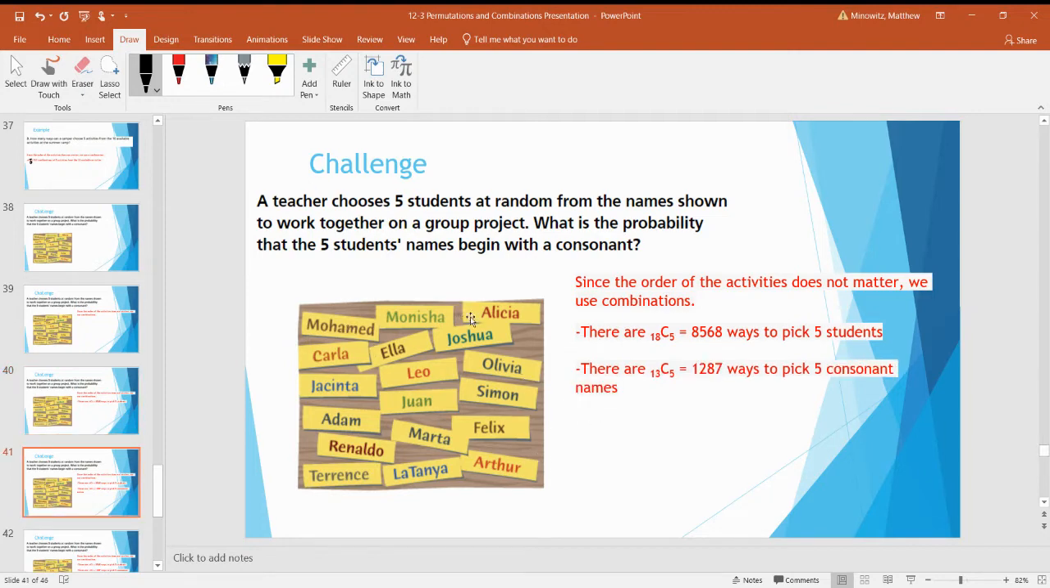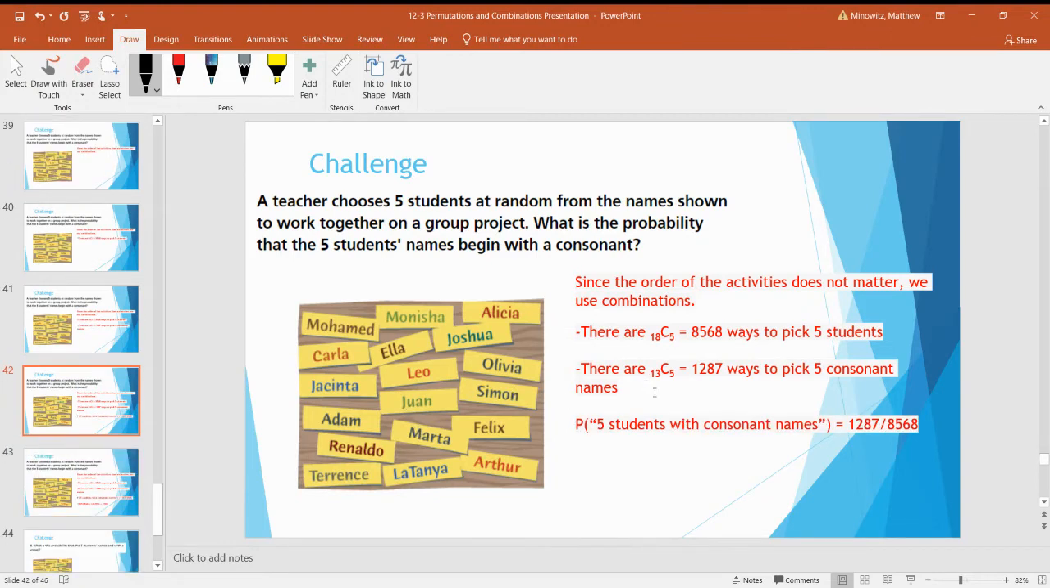Now, there's 13 of these students whose names begin with consonants, so not a vowel. Maybe we forgot what consonant means, and that's unfortunate. So, a bunch of people whose names begin with consonants. And now we make a fraction. So the probability that we've picked 5 students with consonant names is 1287 over 8568.